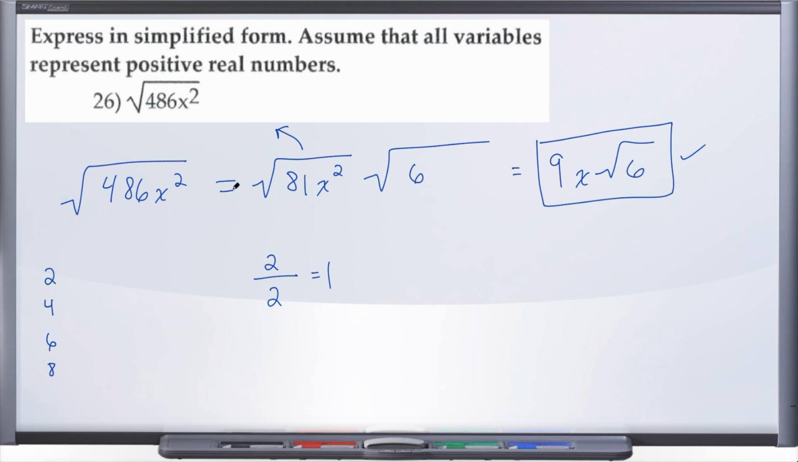If this was a little confusing for you, either rewatch this video or watch the next couple of videos, because there are several more examples where we deal with breaking down not only numbers, but variables and their exponents into good stuff and bad stuff. Take a look at some of those, and I think by the end of these examples, you'll be comfortable with them. But in this case, we end up with 9x radical 6.